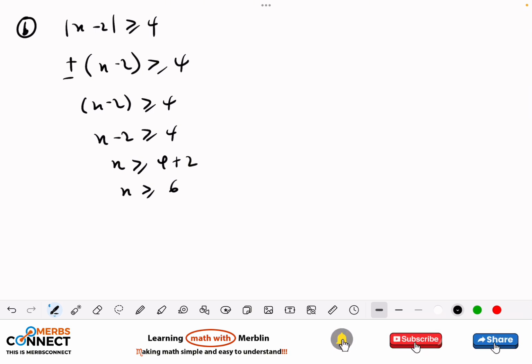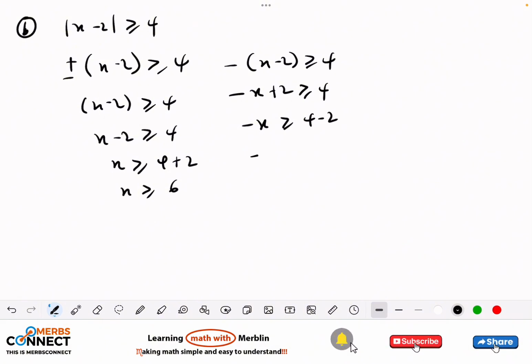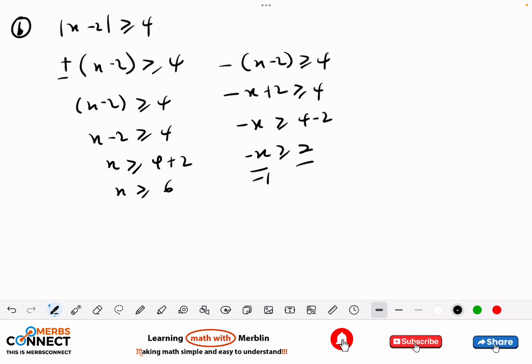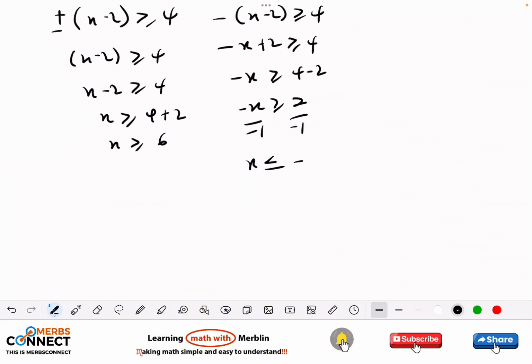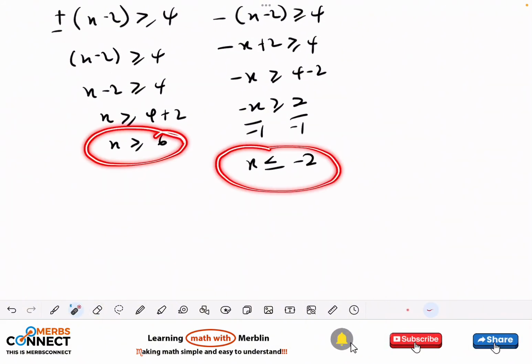Now let's look at the negative side. Minus x minus 2 greater than or equal to 4. So distribute the minus. Make x the subject. This one will be 2, divide 2 by minus 1. Then this one will be x. Now, since we are dividing by minus, the sign will change, and then we are going to have minus 2. So for us to solve this, we need to put it on the number line to test.